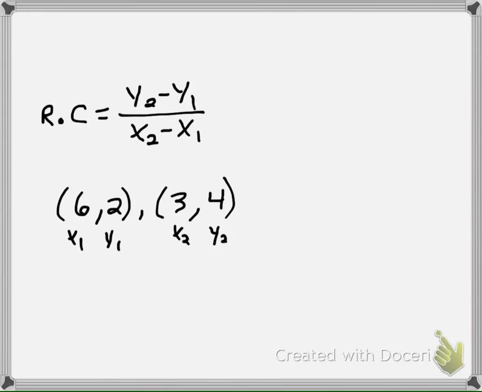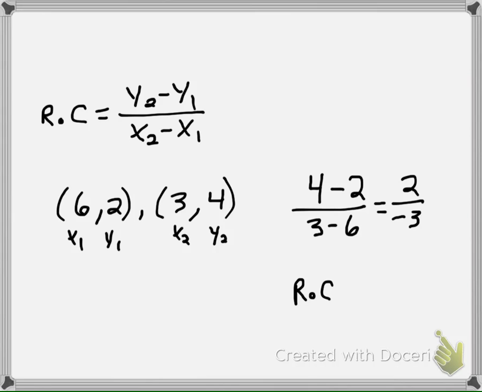So if I do y2 minus y1, I have 4 minus 2, and I do x2 minus x1, I have 3 minus 6. So now I do my subtraction. 4 minus 2 is 2. 3 minus 6 is negative 3. So my rate of change would be negative 2 over 3. And that would be my answer.